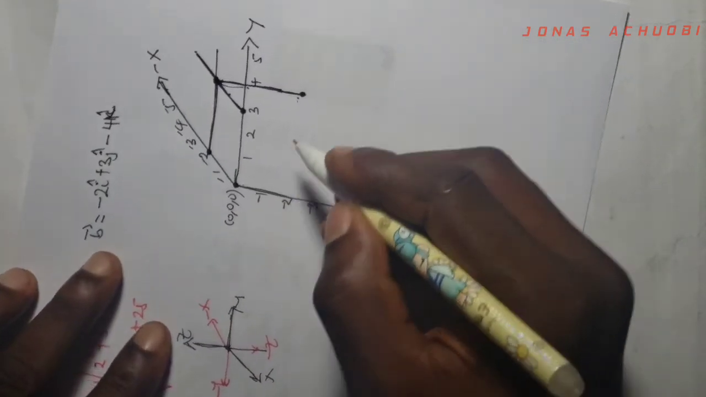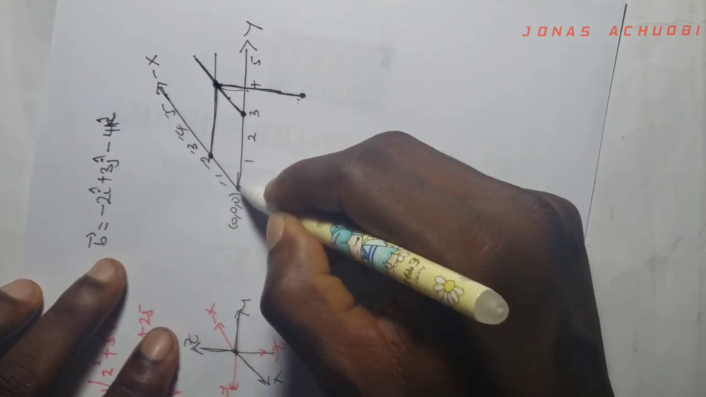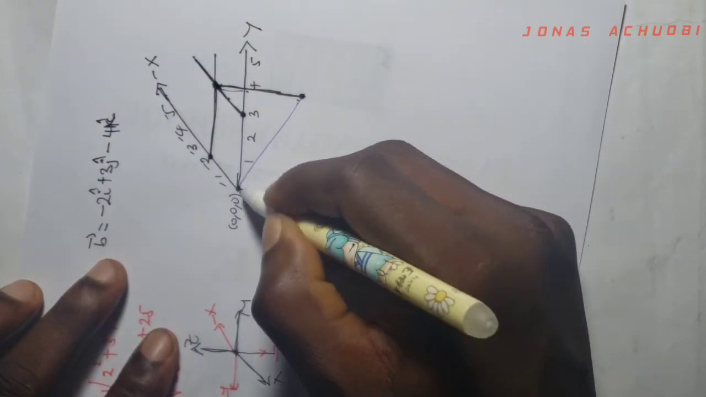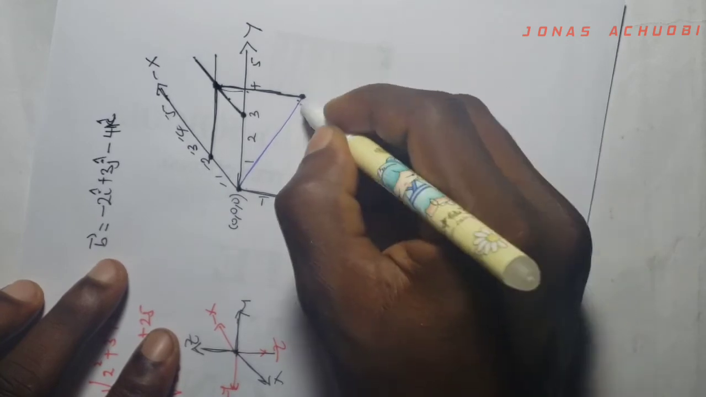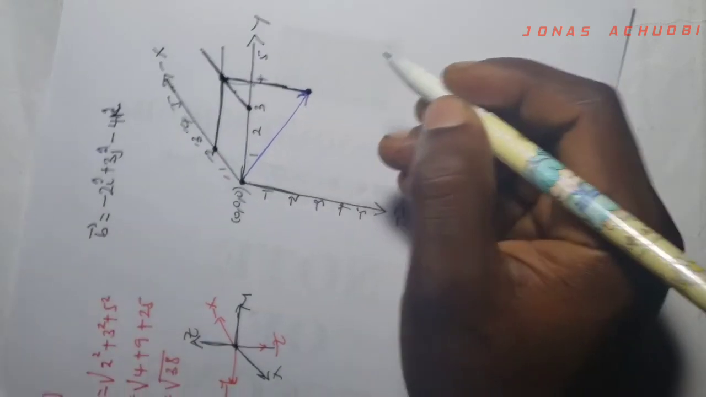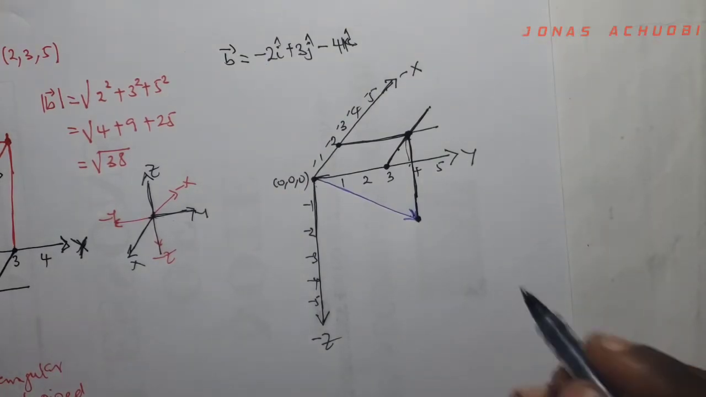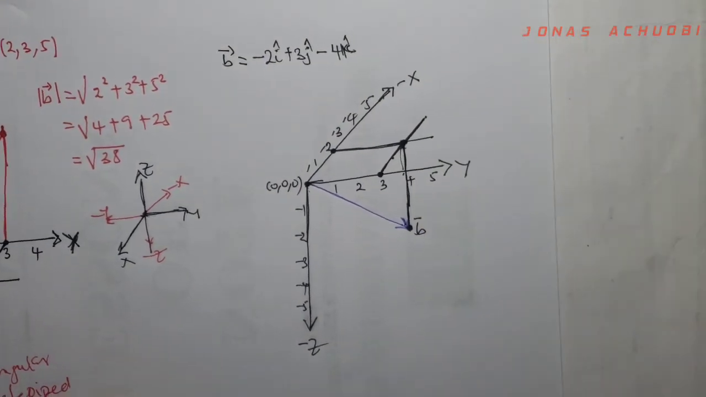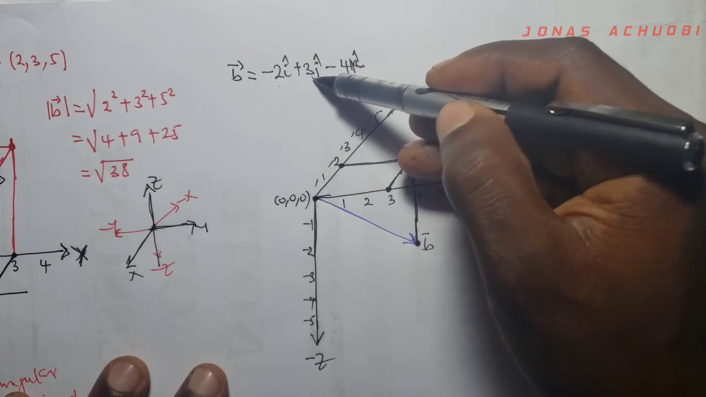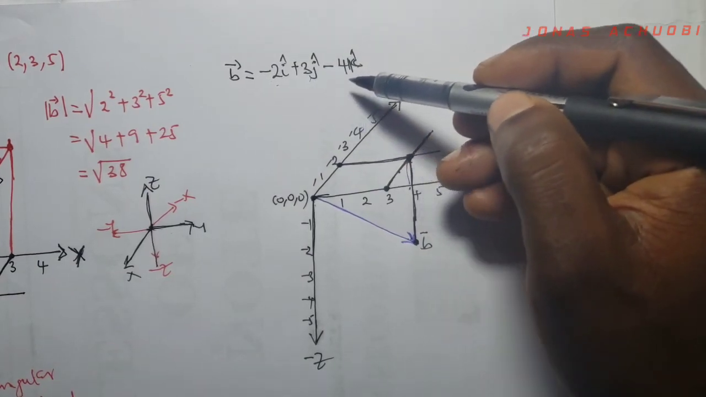So I want to draw it this way. So from the origin, whoops, that's nice. So that's vector B now. That's our vector B. So vector B has been located. So vector B here is the vector minus 2i plus 3j minus 4k.